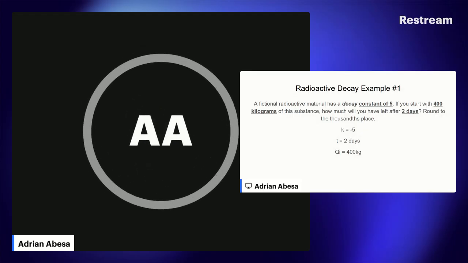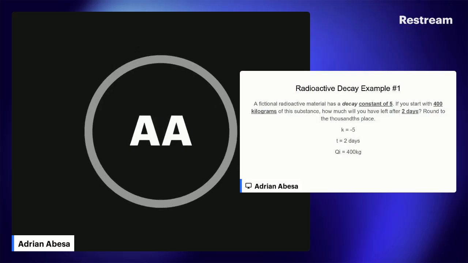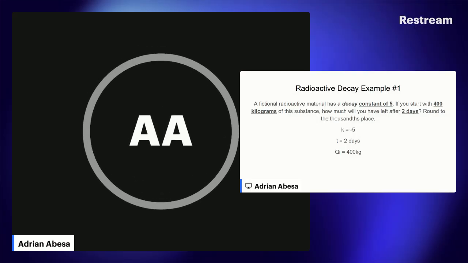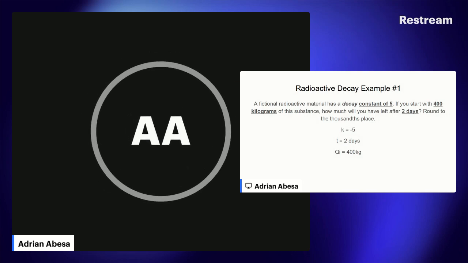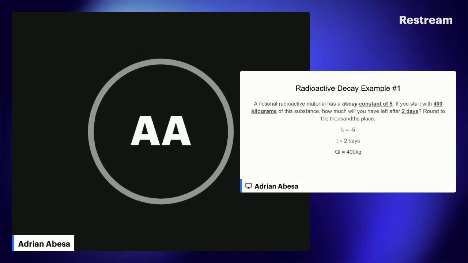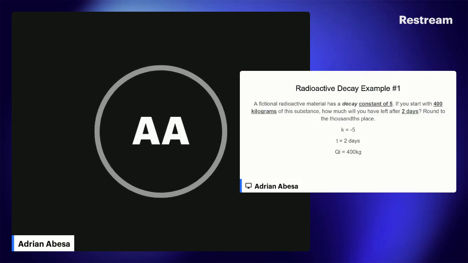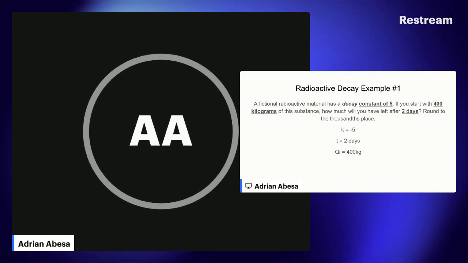Now, our time is going to be 2 days. The reason why it's days is because it says it's days. Now, time can be days, months, weeks, years, minutes, seconds. It just depends on the problem. So here it says 2 days, so it's going to be 2 days. QI, our initial quantity, is going to be 400 kilograms. Again, the unit of measurement can be whatever. It just depends on the problem. So here it's kilograms, so we're going to use kilograms.